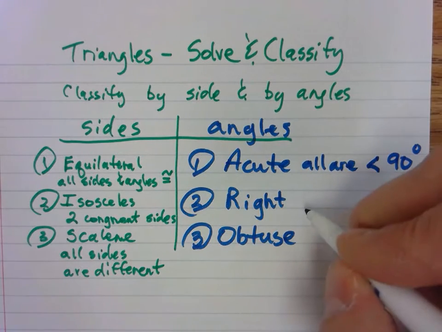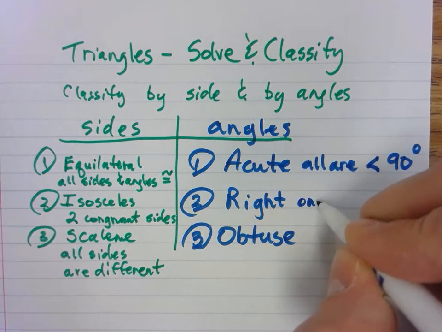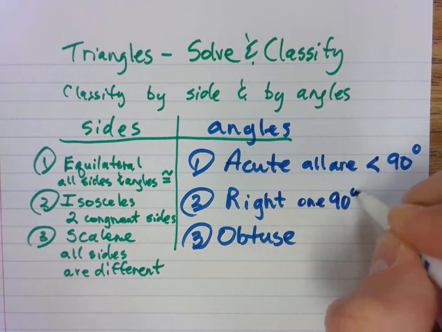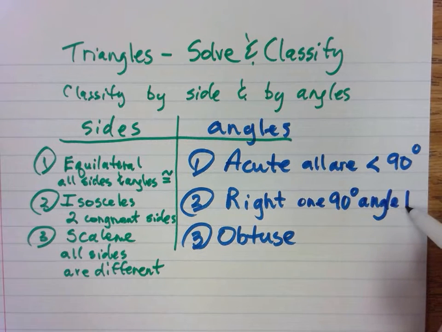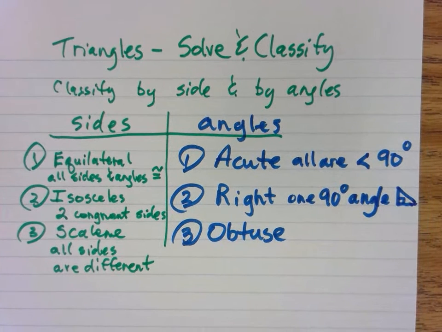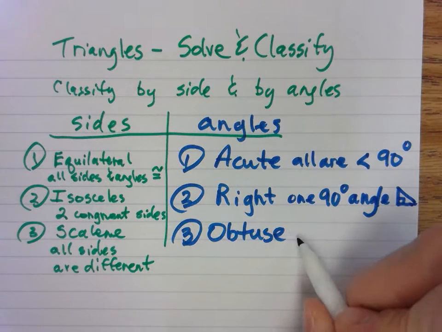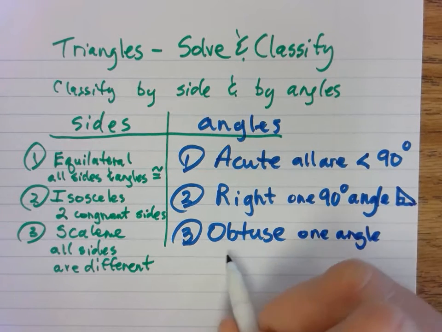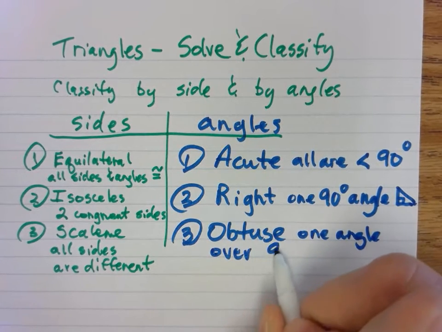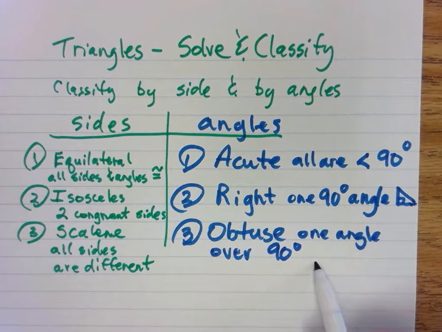In a right triangle, you've got to have one 90-degree angle exactly. At some point in the triangle, it's going to look something like this, and you're going to have that little square in the corner. Anytime you got that little square in the corner, of course that means it's a right angle. It's going to be 90 degrees right there. Obtuse also has to have one angle over 90 degrees. They're going to kind of look something like this.